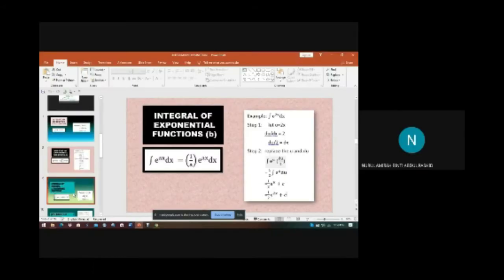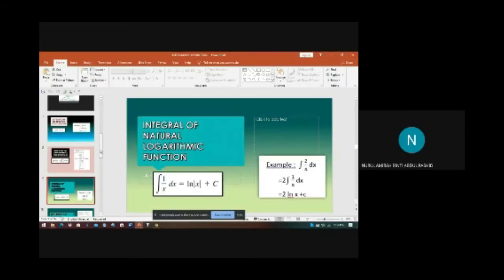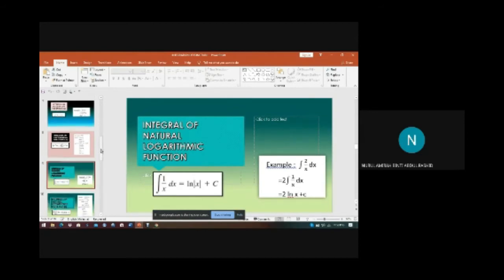Next, I will just explain to you another example of natural log function. Okay, before that, let's watch a simple video introducing integrating of natural log function.